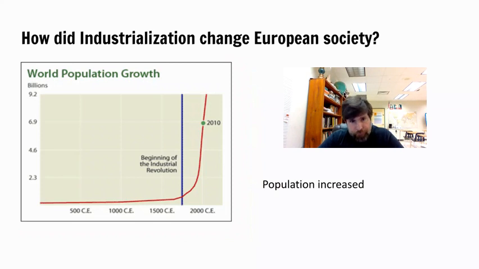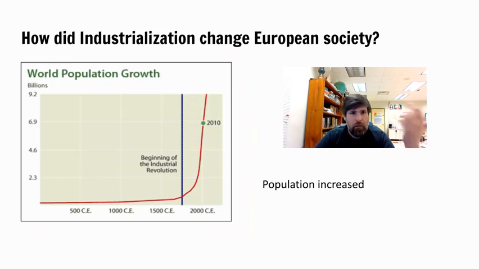Well, for one thing, industrialization led to a huge increase in population, first in Europe and then in the rest of the world. You can see here in this graph that this class started in 1500. So you can see the beginning of the Industrial Revolution, and you can see how the line begins to spike and how population begins to shoot up.